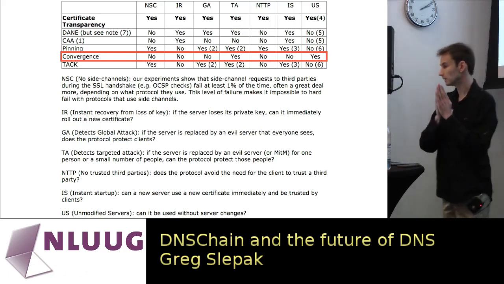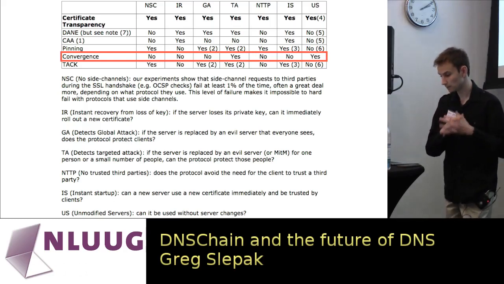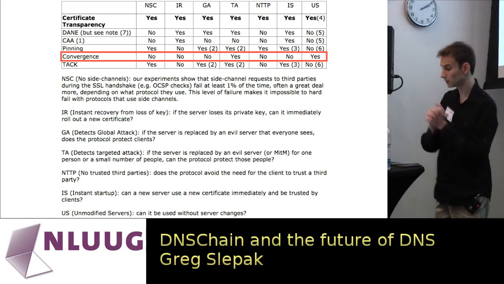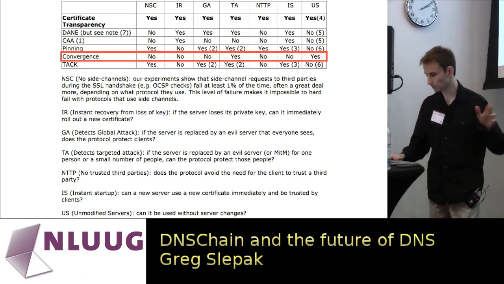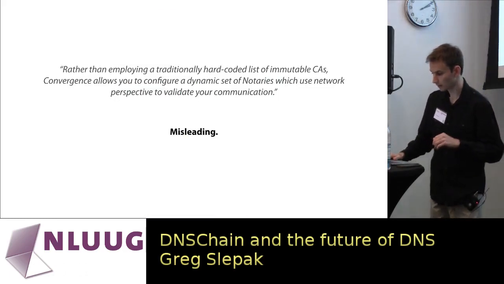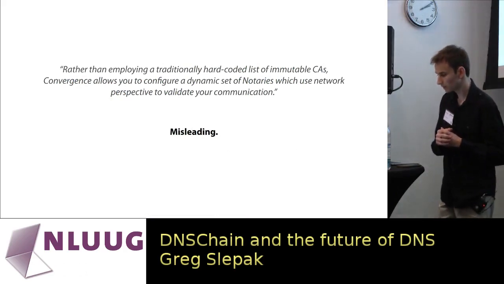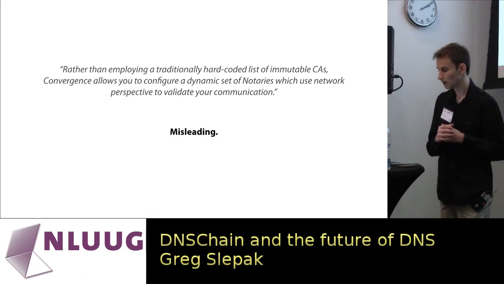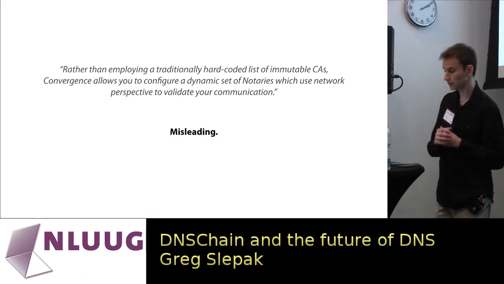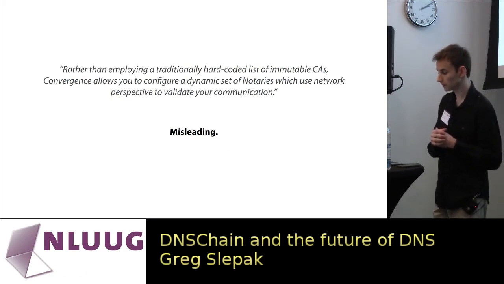This table isn't entirely accurate. There are some yeses when they should be nos, but we don't have time to get into those. So this is a quote from the Convergence website. Rather than employing a traditionally hard-coded list of immutable certificate authorities, Convergence allows you to configure a dynamic set of notaries which use network perspective to validate your communication.